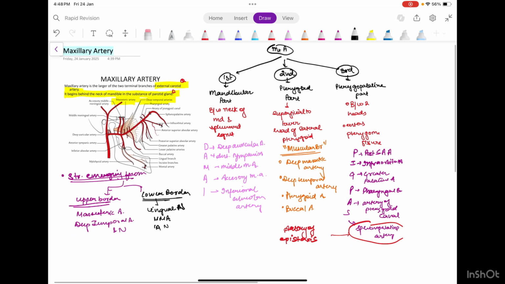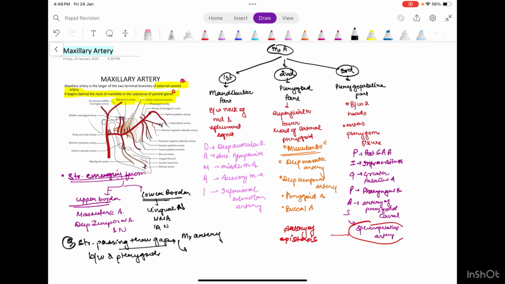Then another question is structures passing through the gap. So the maxillary artery passes through the gap between the two pterygoids. So the maxillary artery and the buccal branch of the maxillary artery, okay. This one is basically entering the gap, and this one is exiting the gap. Okay, now these are all the important questions.